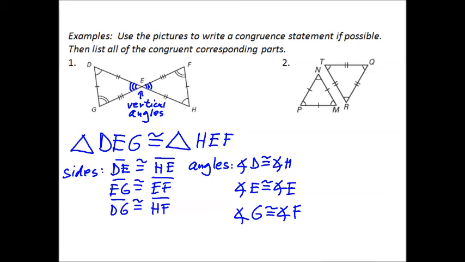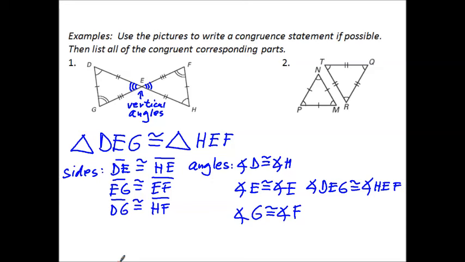Actually, really, with respect to angle E, we should be a little bit more specific, and we should have written angle DEG is congruent to angle HEF. Since we're not really talking about one and the same angle, we're talking about two vertical angles. But if you said angle E is congruent to angle E, then you did find the two corresponding parts.